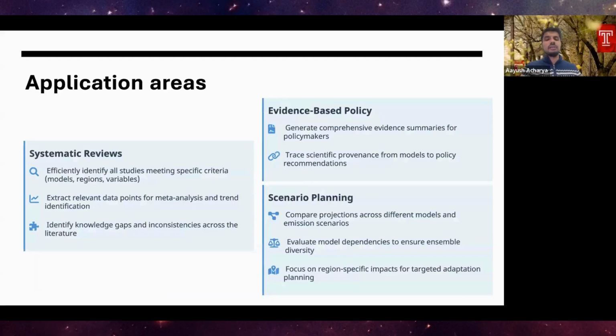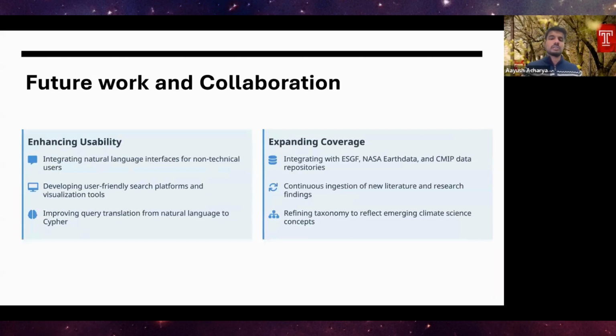So what are the application areas? There are a lot of application areas. We can effectively study models, regions, and variables. We can find gaps and inconsistencies in the literature by seeing where they're connected, and by seeing the benchmarks, how those climate models are performing under certain instances. All of this can be seen through our knowledge graph. We can also trace scientific provenance from models to policy recommendations. We can conduct scenario planning. We can evaluate model dependencies to ensure ensemble diversity. So there are a lot of application areas for our knowledge graph.